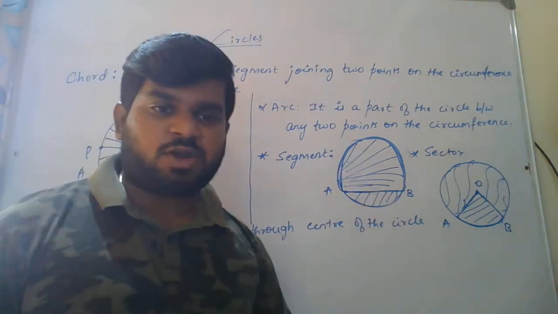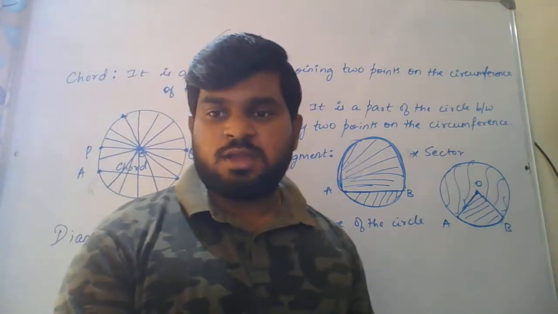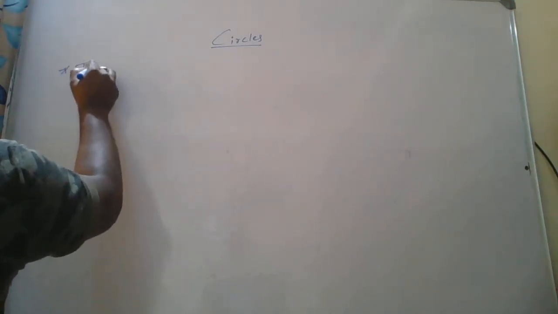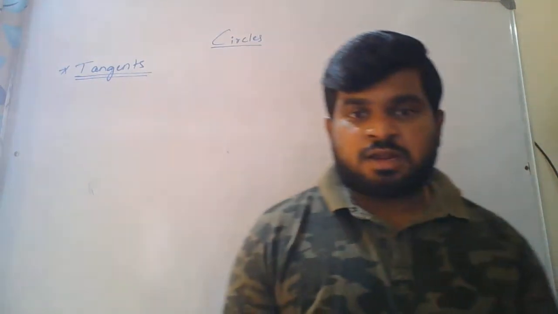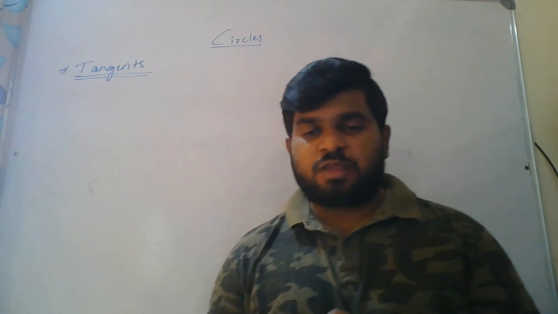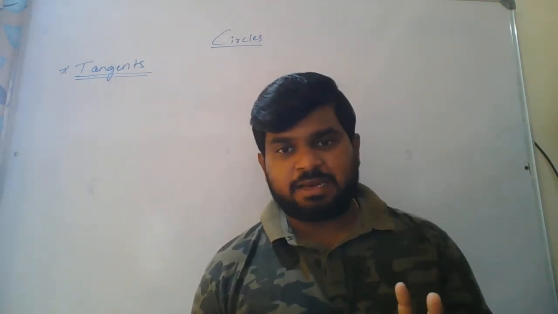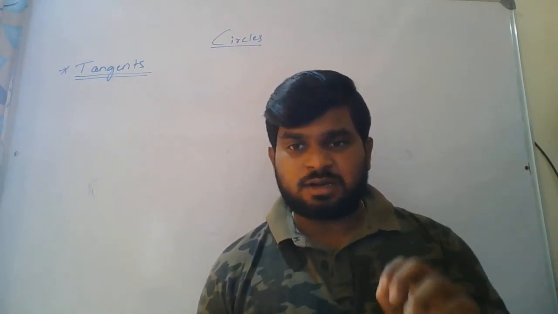Let's get into the next important concept known as tangents of the circle. Tangent to a circle. Okay, tangents. Okay, so what is tangent to a circle? Tangent is basically a line which meets or which touches the circle at only one point. That's it. It is simply a line which is going to touch the circle at only one point. Okay, that is known as a tangent.